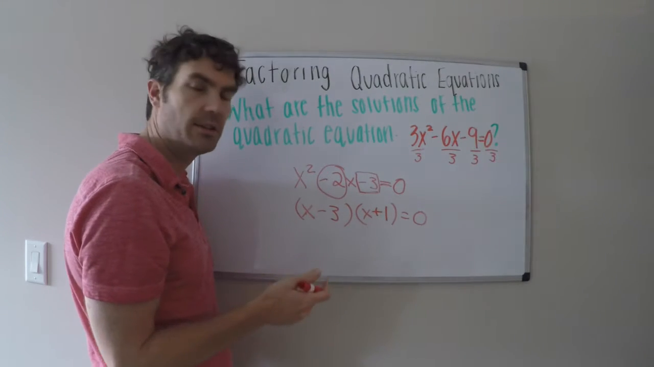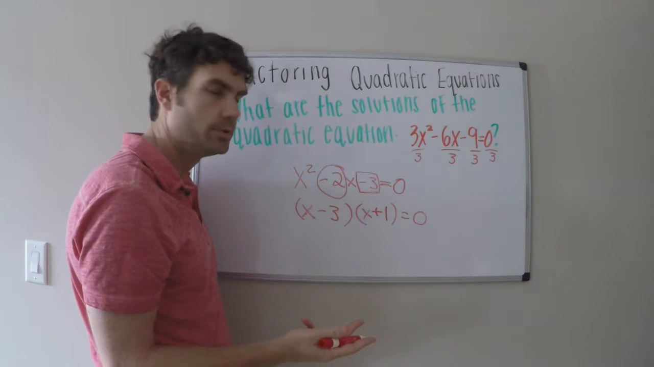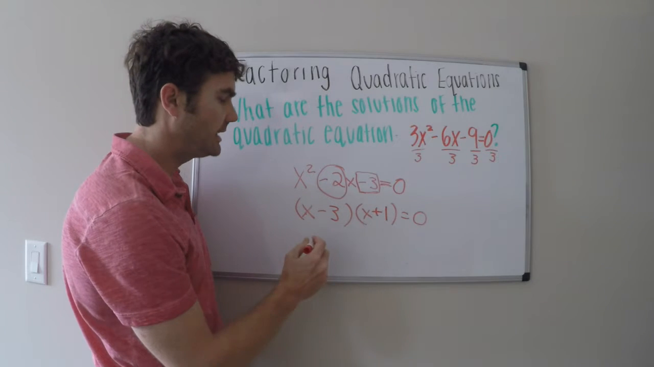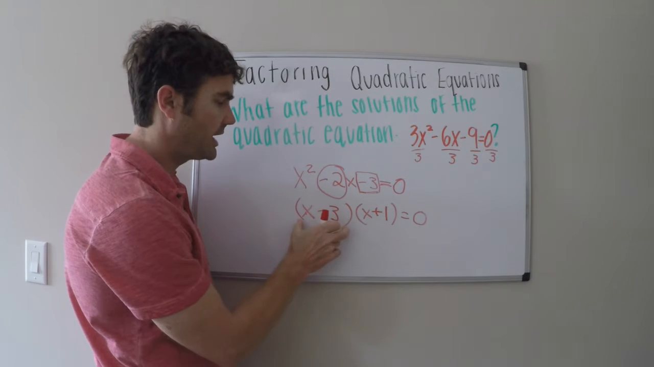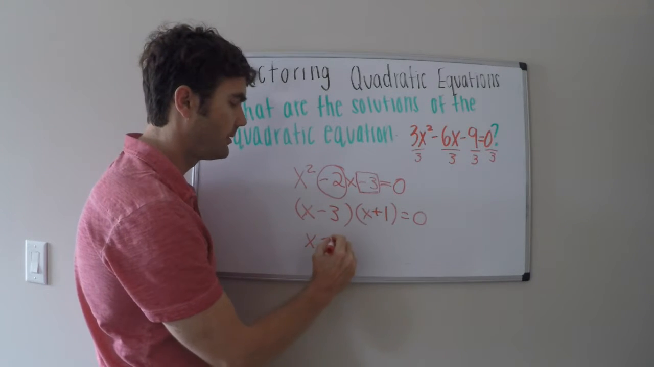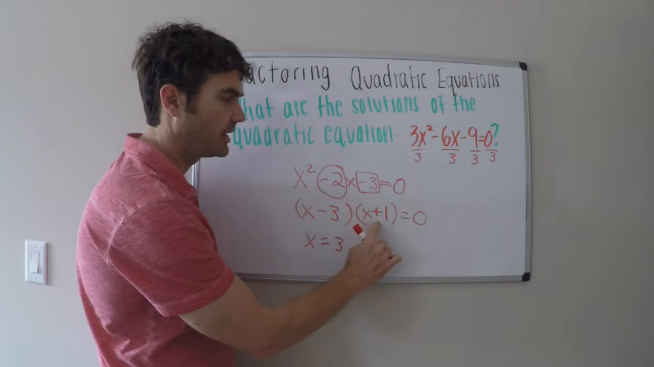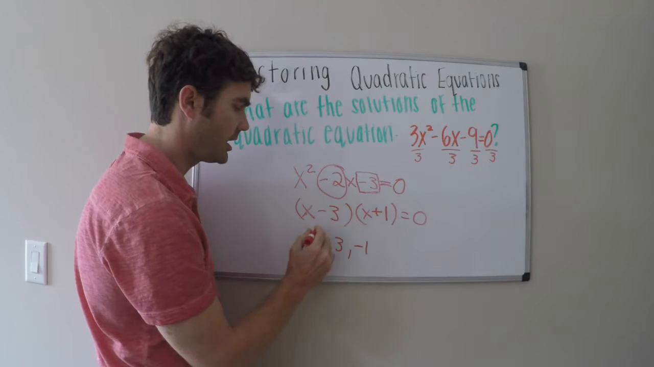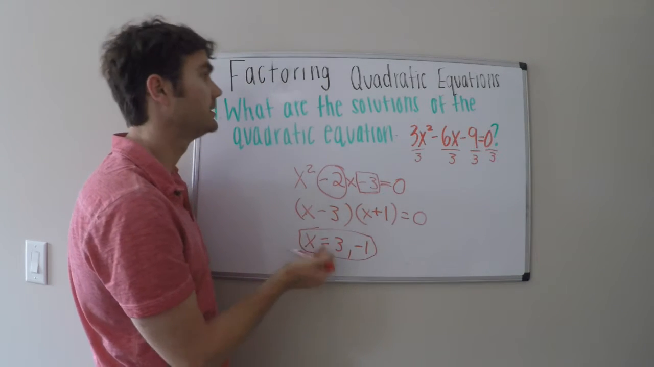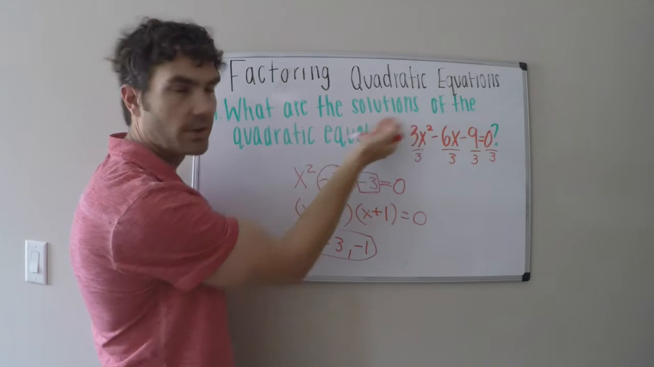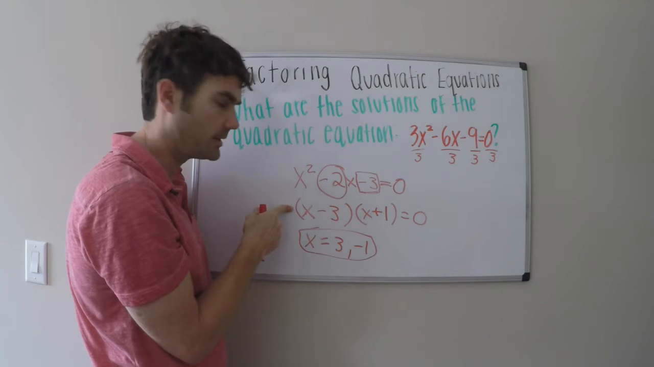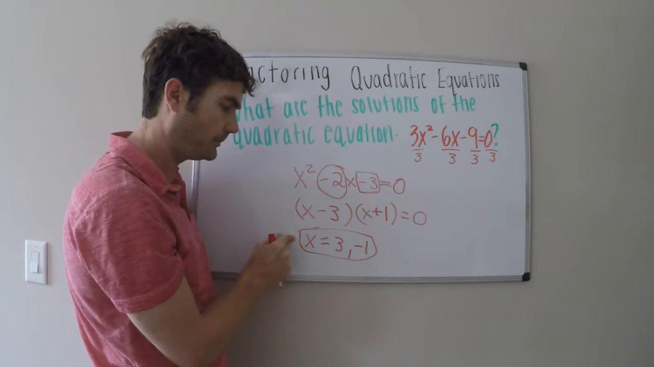Oftentimes on the ACT or SAT, you'll be asked for the solutions, or the roots, or the x-intercepts, anything like that. If you get that, then remember, you're basically setting this equal to 0. What can I put in here to make this whole thing 0? Positive 3, and same thing in here, negative 1. So my two answers are positive 3 and negative 1, if it wants me to find solutions. This one does ask for the solutions. Sometimes it will just ask for factored form, in which case this would be the right answer. But for today's question, it's this one.